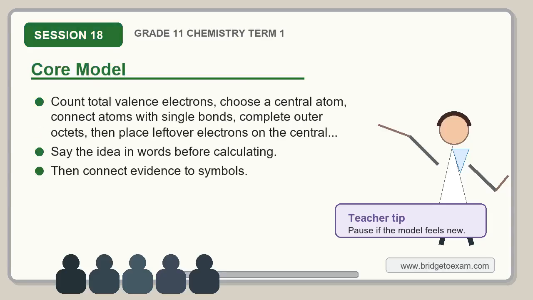The core model is this. Count total valence electrons, choose a central atom, connect atoms with single bonds, complete outer octets, then place leftover electrons on the central atom. If the central atom lacks an octet, form double or triple bonds when appropriate. Do not rush to an answer. Build the model first, then let the model guide the calculation or explanation.